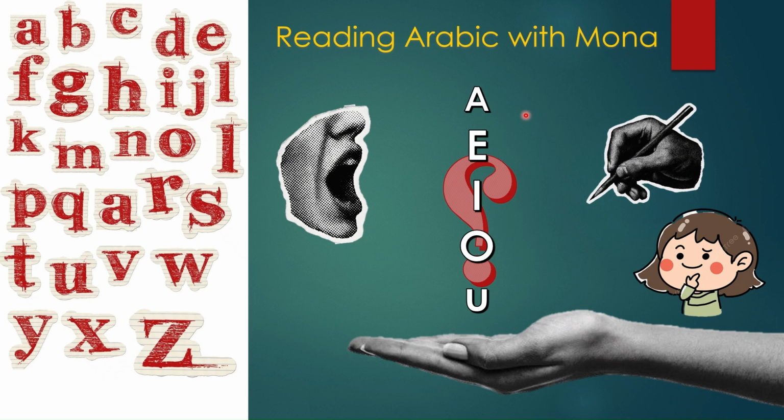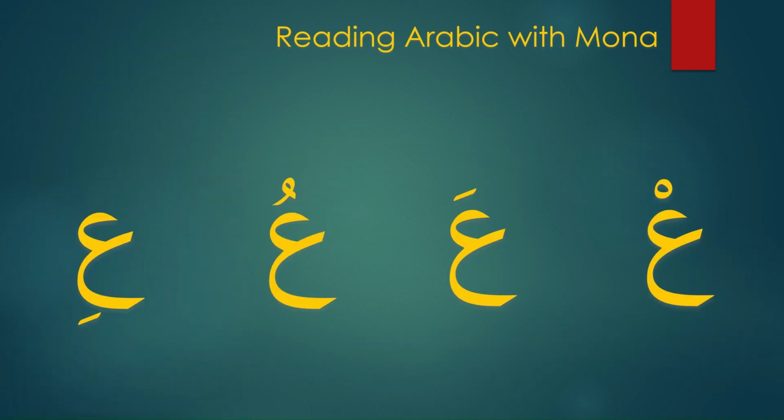So which of these are going to be replacing the letter Ain? All of this depends on the harakat over the Ain. So we need to listen to the harakat of the Ain, and I want you to guess which haraka and which sound will replace the Ain in English when we write the Arabic word of a place or a person in English.